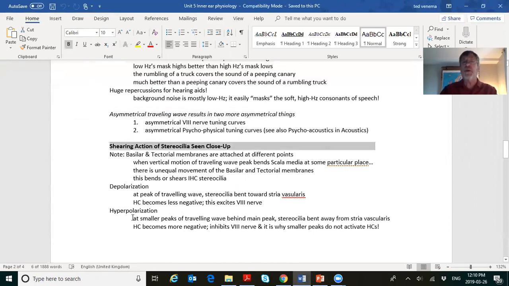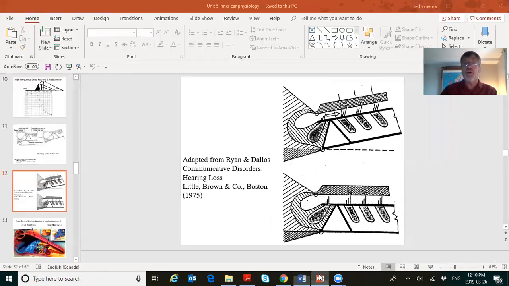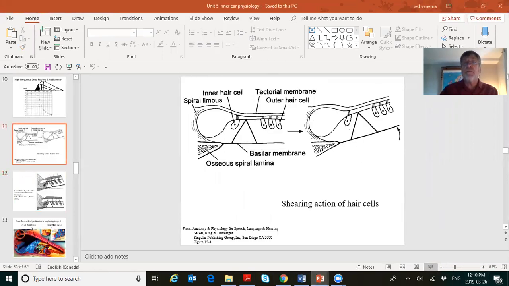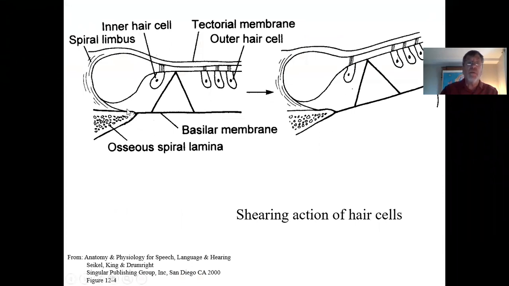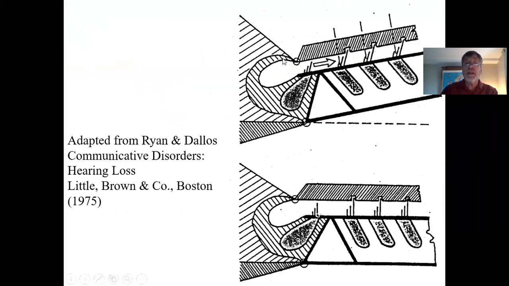For now, let's look at the shearing action of the stereocilia seen close up. Here's our picture. Notice the tectorial membrane on the top, basilar membrane on the bottom, hinge and hinge. Here too, hinge and hinge. Tectorial membrane, outer hair cells, inner hair cells, basilar membrane, at rest on the bottom. And notice that the stereocilia or hairs of the outer hair cells are jammed into the underside of the tectorial membrane, whereas the hairs of the inner hair cells aren't. Okay, there's reasons for it.